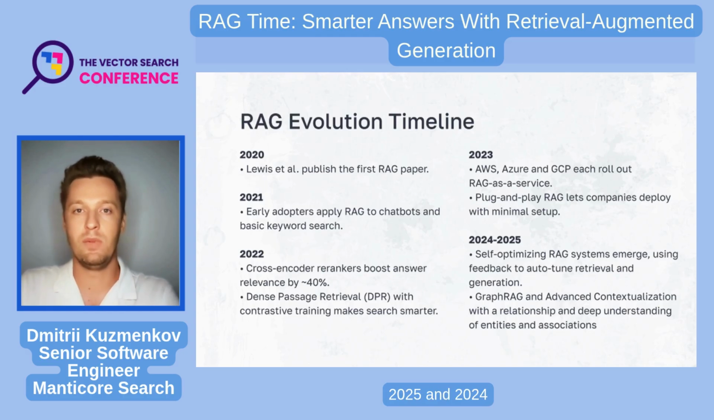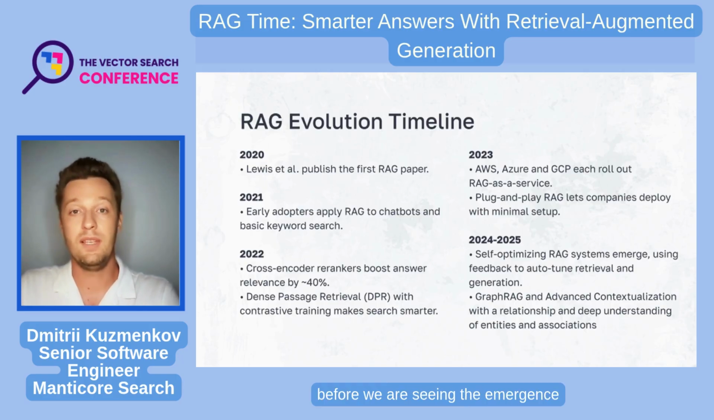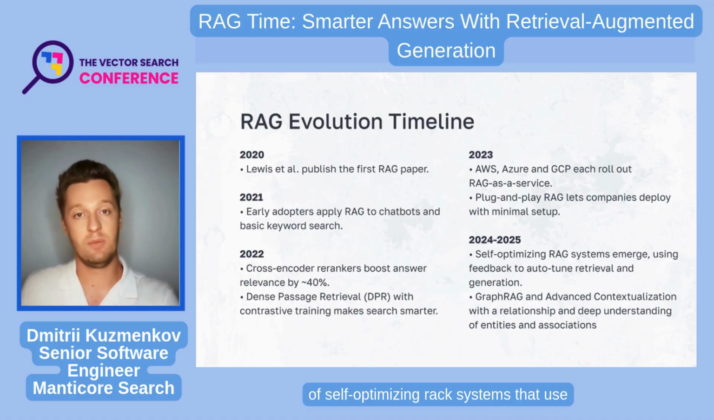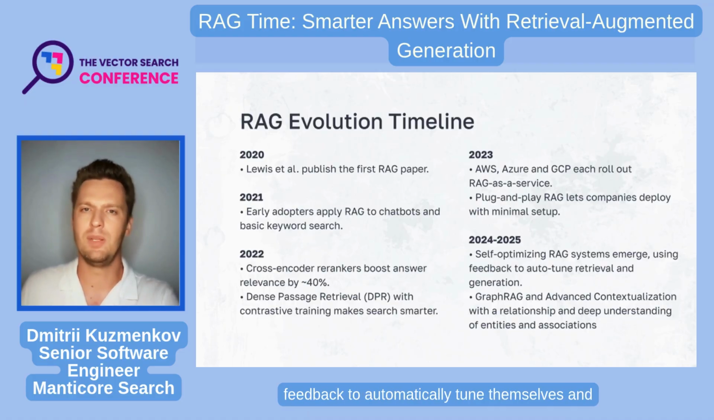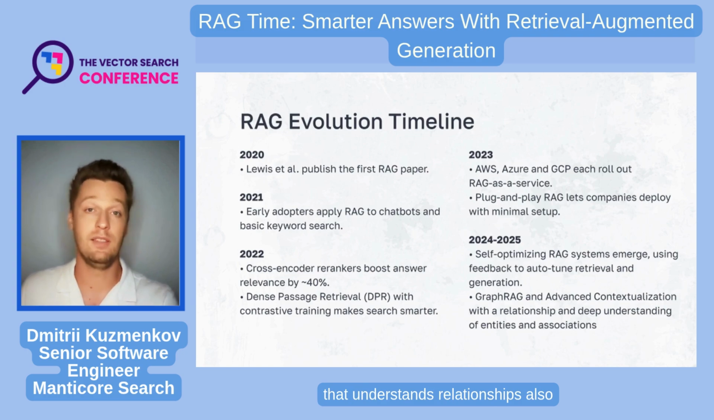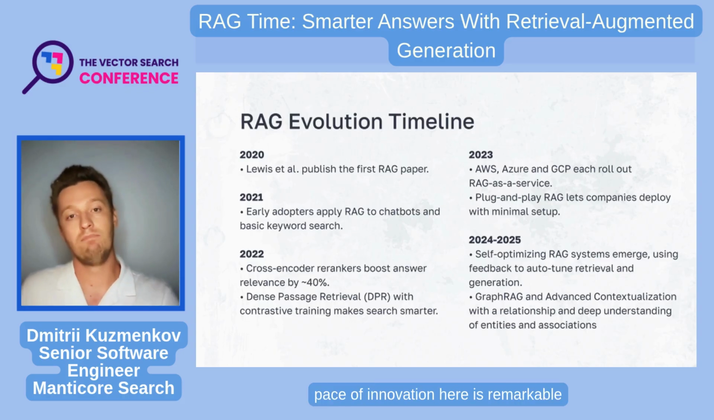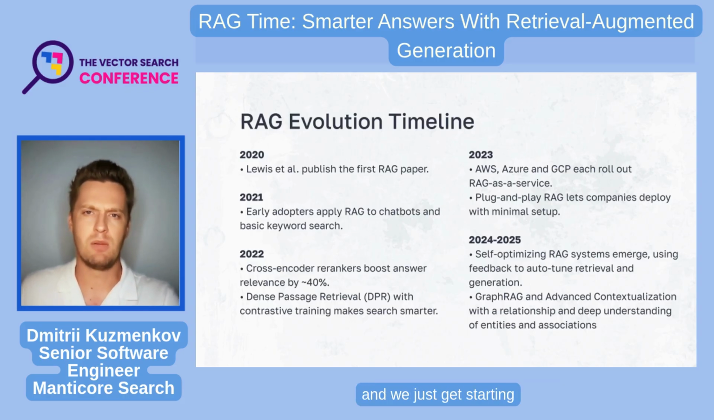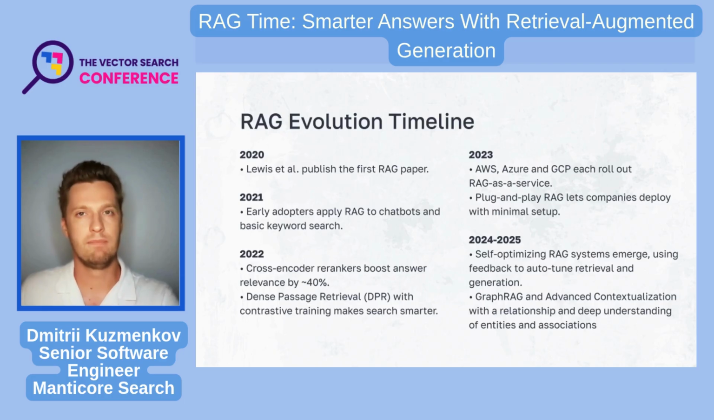Looking ahead to 2025 and 2024 before, we are seeing the emergence of self-optimizing RAG systems that use feedback to automatically tune themselves, and more sophisticated approaches like GraphRAG that understands relationships between entities. The pace of innovation here is remarkable, and we are just getting started.